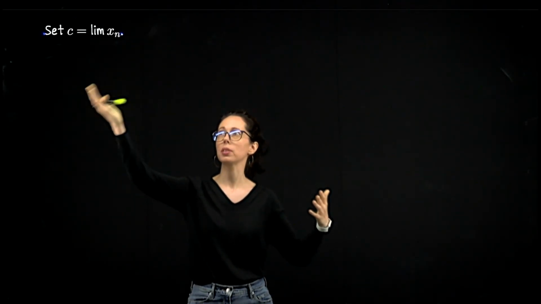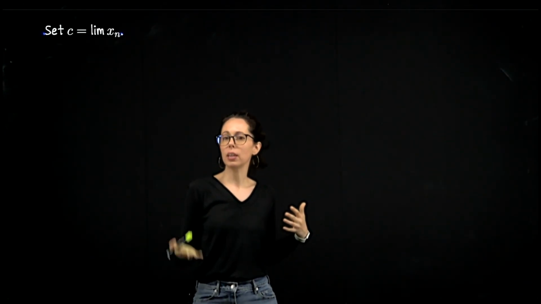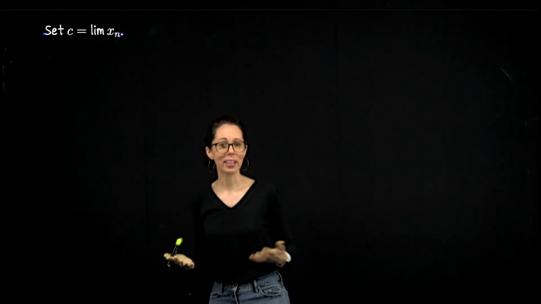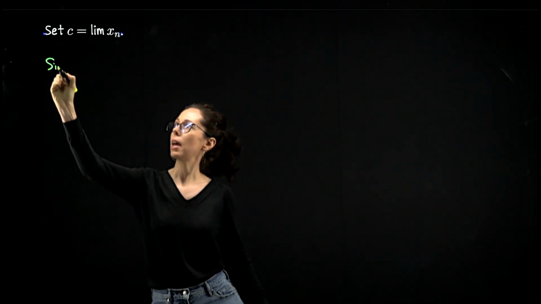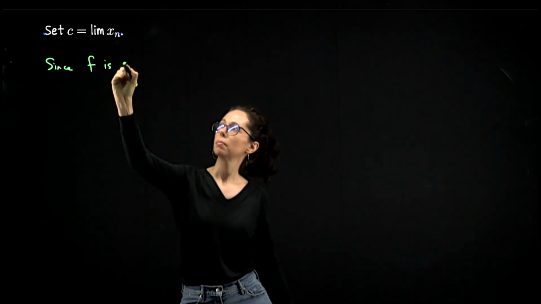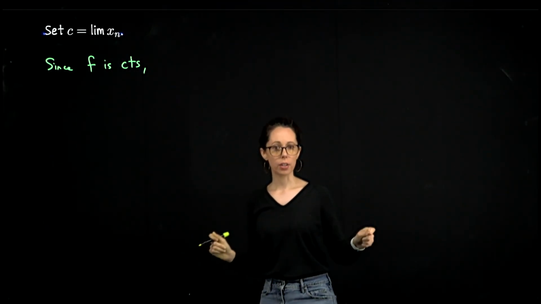Well, imagine plugging both sides into f. On the left, we would have f of C. On the right, we would be evaluating f on the sequence. Can we do that? The answer is yes, because f is continuous. Since f is continuous, we can use the sequential characterization for continuity.